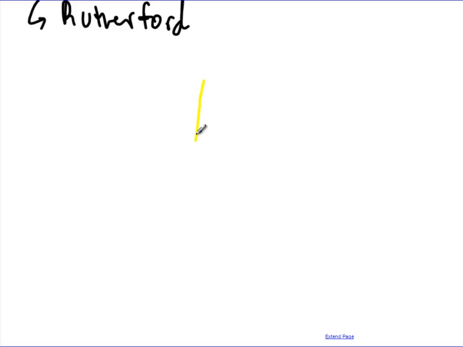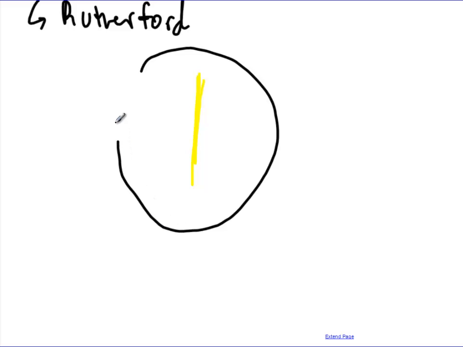And so he was just seeing how they reacted to different things. And so what he did was he took a really, really thin piece of gold foil, and he put some film around this so that he could see if any alpha particles hit it. He took an alpha particle source and started shooting alpha particles this way. Since these little alpha particles are really small and move really fast, he expected them to just blow right through this gold, and he expected to see a whole bunch of stuff line up over here.